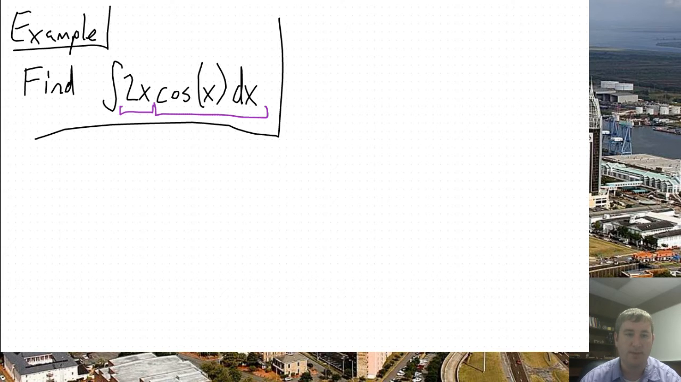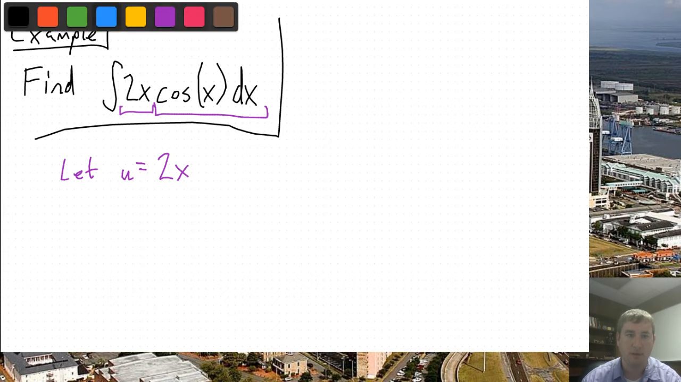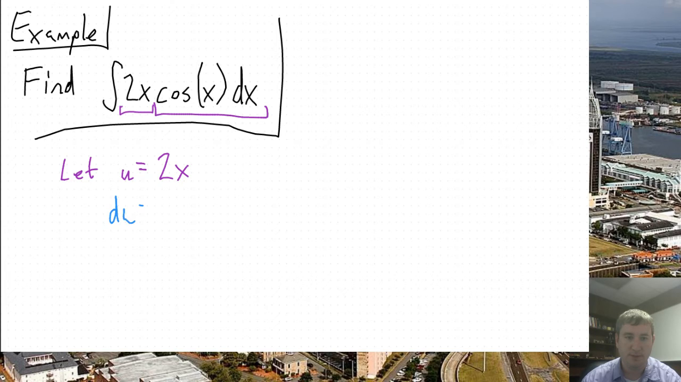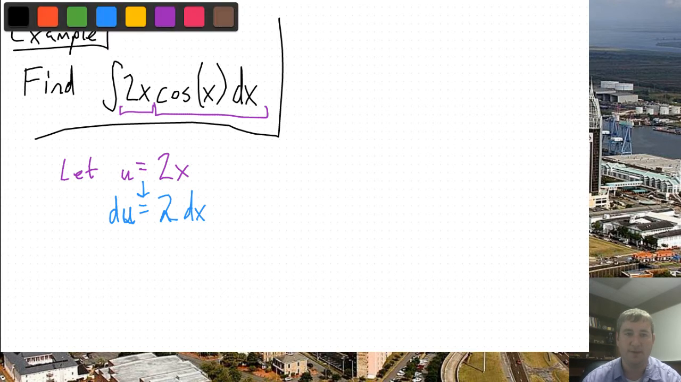And the reason why is I want to let u equal, and I have to choose between 2x and cosine, and I want to pick the thing that gets simpler, or at least not any worse, when I take its derivative. And 2x, if I were to take its derivative, would yield 2 times dx. And that looks simpler. Instead of just a 2x, I've got 2 times dx, or really just a 2 involved there. So that's good.